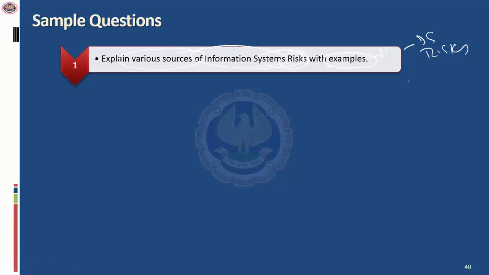So it means what are the different types of risks for the information systems which are used within the organization. That's what you have to provide in the question. So if you just go back to the earlier slides, you'll be able to get the answer.